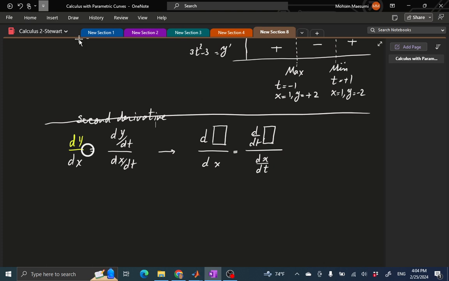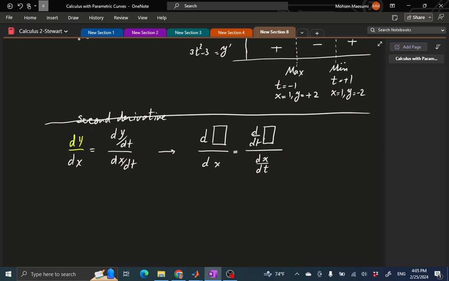You might think that, well, the second derivative has a formula just like this. Just take the second derivative and divide. And that is not even close. So that guess is completely off.